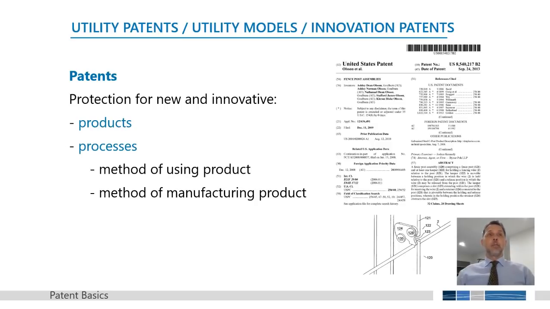So patents provide protection for new and innovative products. Generally, virtually any kind of product can be patented, provided it's new and innovative and useful. And as for processes, you can patent methods of using products as well as methods of manufacturing products. On the right there, I've got a front page shot of a US patent, so that's what it generally looks like in the US.